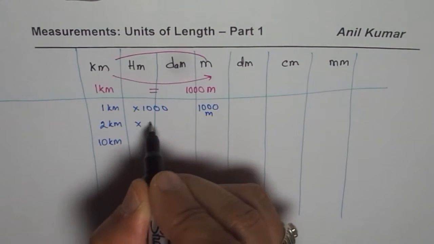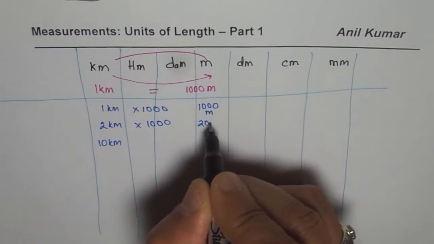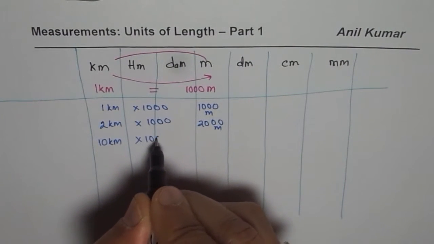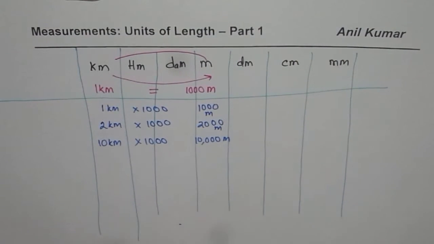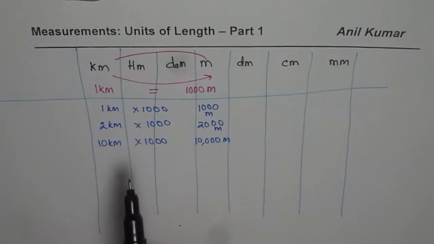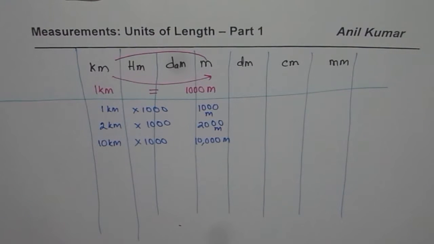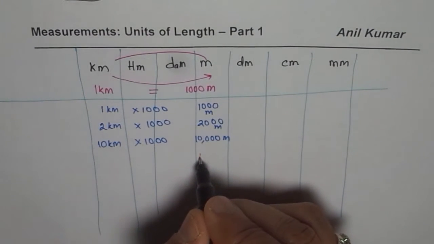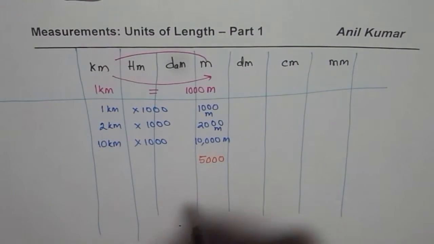2 times 1000 is just adding 3 zeros at the end, so you get 2000 meters. 10 times 1000, you get 10,000 meters. Do you get the idea? So that is how you convert from kilometers to meters. Now let's do the reverse. So in the reverse operation, we'll take some meters. Let us say now we take 5000 meters. So these are in meters.